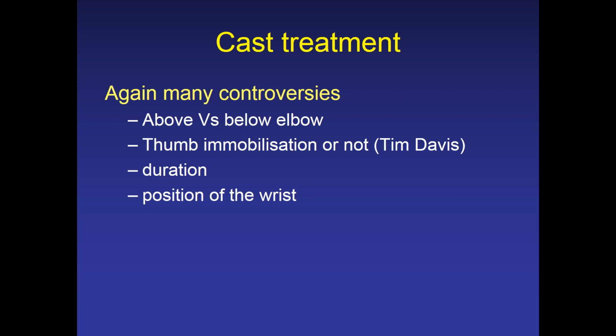And the position of the wrist, essentially in neutral with slight dorsal extension, 20 to 30 degrees, is a comfortable position for a patient. He's going to have this cast on for the next 2 months, so it needs to be comfortable.